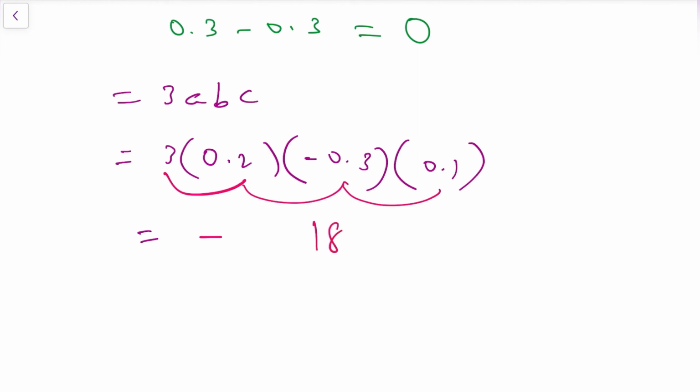Now check after the decimal how many digits are there in total. Here after the decimal 1 digit, here 1 digit, here 1 digit. So total 3 digits after the decimal. Here already 2 digits are there, so add one more 0. Then before this 0 keep the decimal. So the final answer is minus 0.018. So by this, bit number 14 is completed.